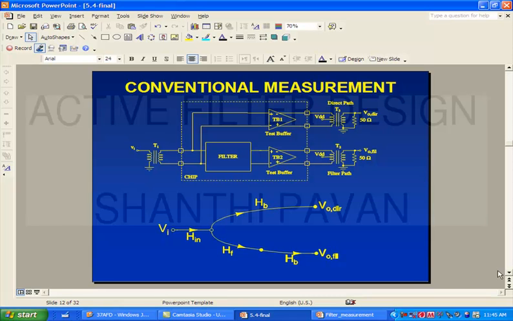The direct path output is Hin times Hb, the filter path output is Hin times Hf times Hb. So you measure this path gain as a function of frequency, take the ratio and you are all set. We are assuming the test buffer is working properly. Here we are assuming that everything is working properly.